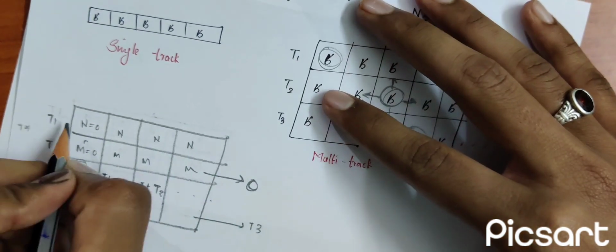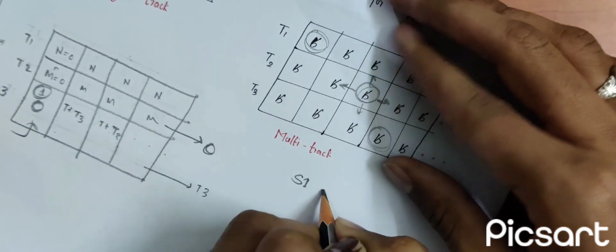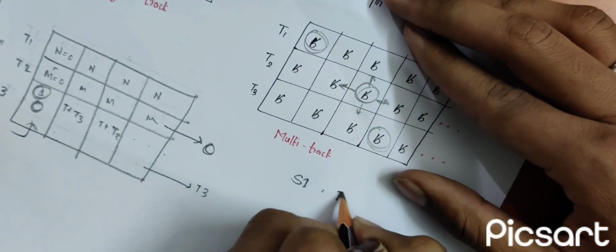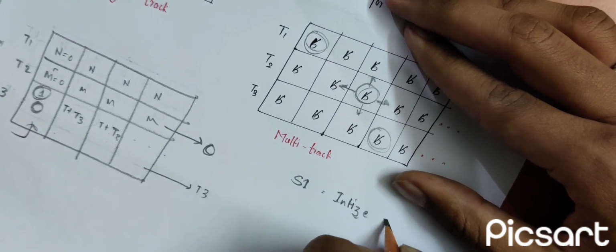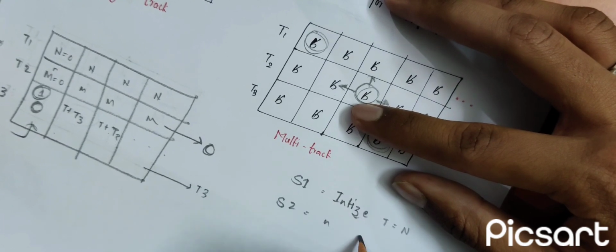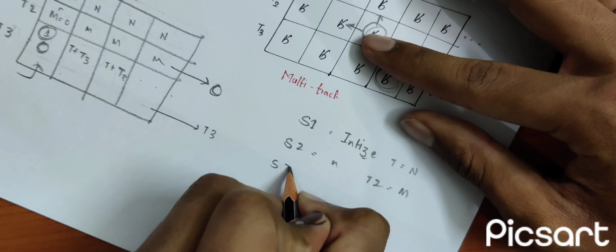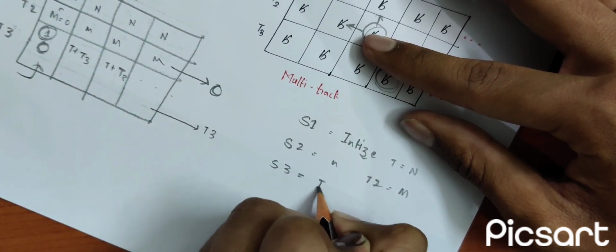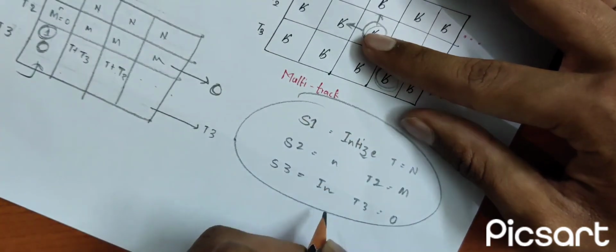So for step 1, initialize t1 as n. Step 2, initialize t2 as m, and step 3, initialize t3 as 0. So these are your first 3 steps.